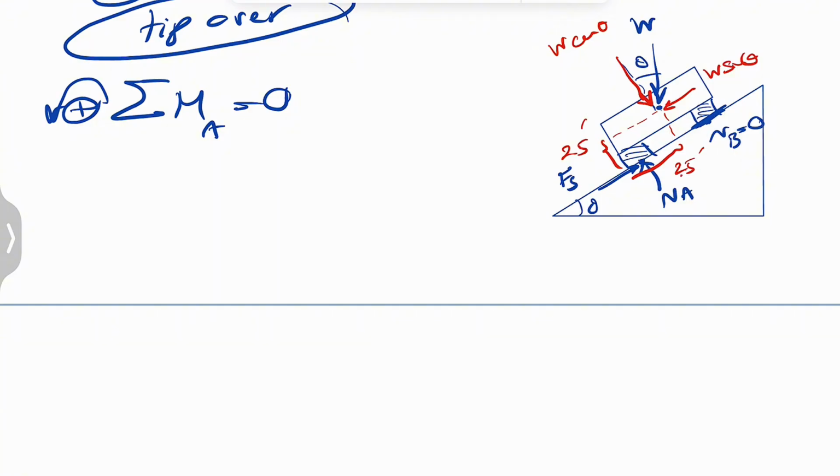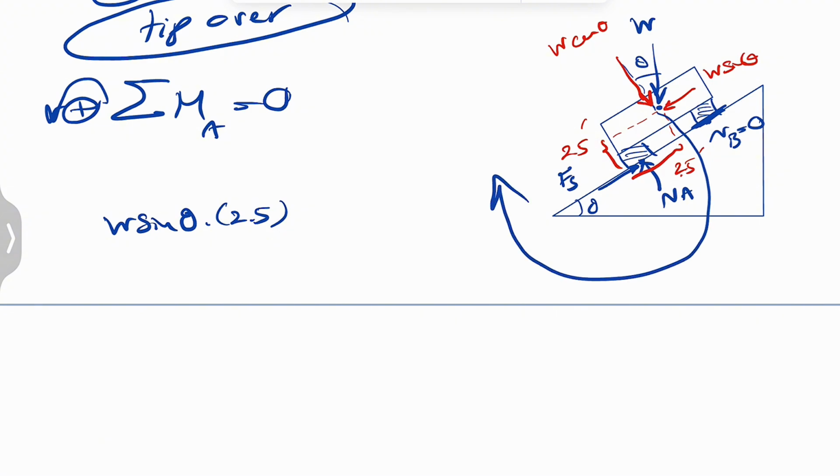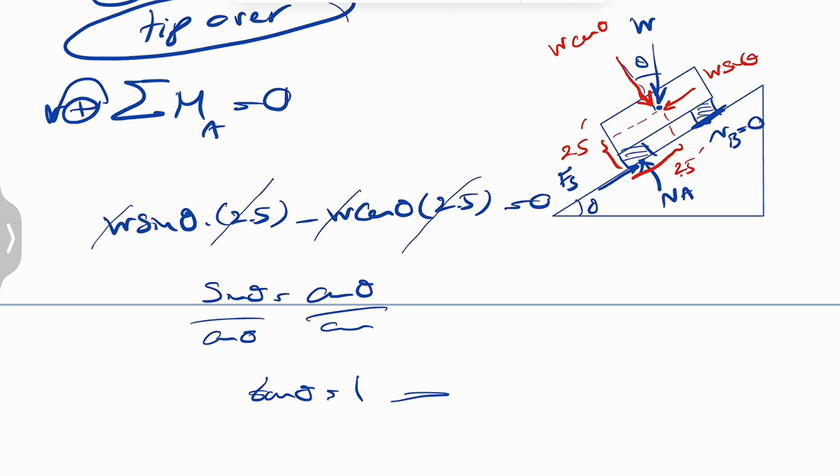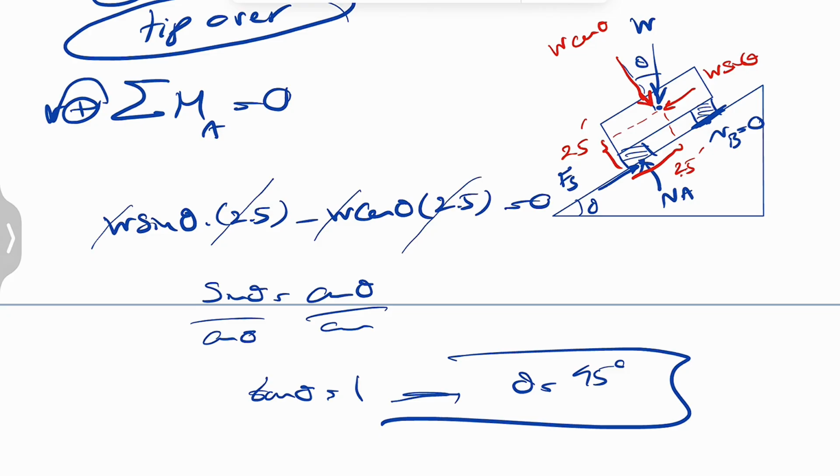All right, so let's start with the moment of this component, which we can see the moment is counterclockwise, so positive. W sine of theta is the force, and the distance is 2.5, and the other one about A is going to make it clockwise, so negative, and same distance, equals 0. From here you can cancel out W 2.5, and basically we have sine equal to cosine, or you can divide each side by cosine, which means the tangent of theta is equal to 1, and theta would be 45 degrees. So yeah, that's going to be the final answer for this question.